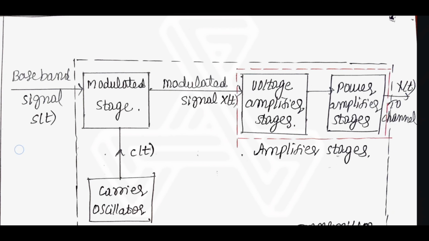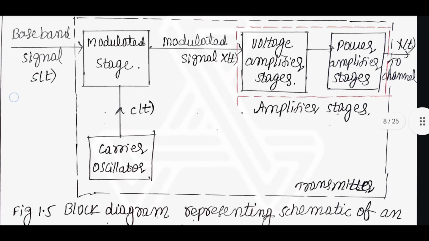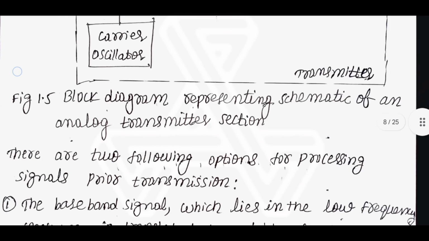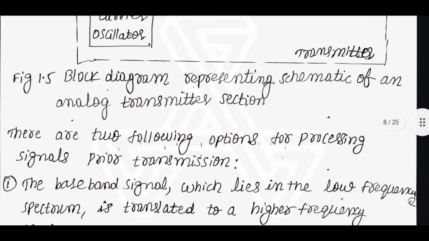The baseband signal S of t goes to the modulator stage, where the carrier C of t modulates it, producing the modulated signal X of t. This passes through the voltage amplifier stages and the power amplifier stages. Those are the amplifier stages. Then the signal is taken to the transmission channel. This is the block diagram representing the schematic of an analog transmitter section.